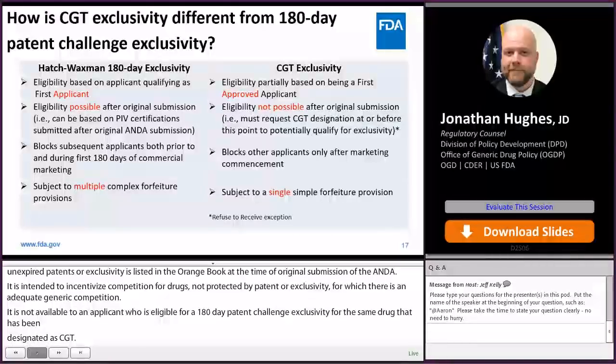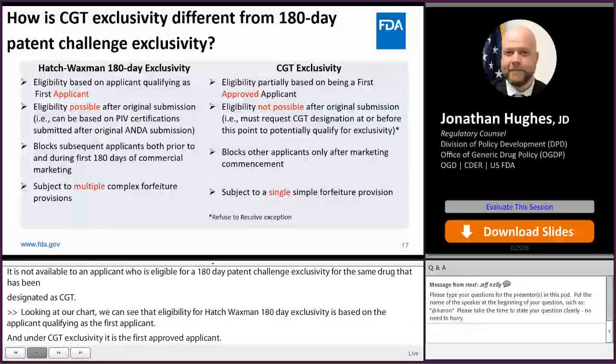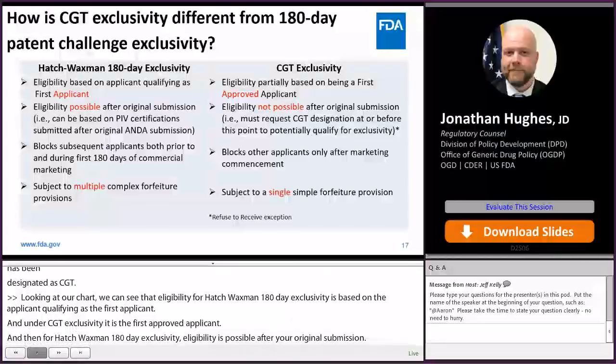So looking at our chart, we can see that eligibility for Hatch-Waxman 180-day exclusivity is based on the applicant qualifying as a first applicant. And under CGT exclusivity, it's the first approved applicant. And for Hatch-Waxman 180-day exclusivity, eligibility is possible after your original submission. CGT, we mentioned earlier, it's not possible to be eligible for the exclusivity after your original submission. We mentioned the refuse to receive exception.